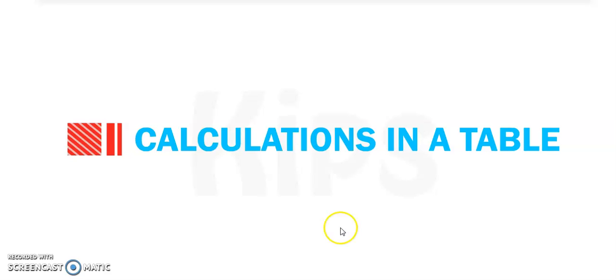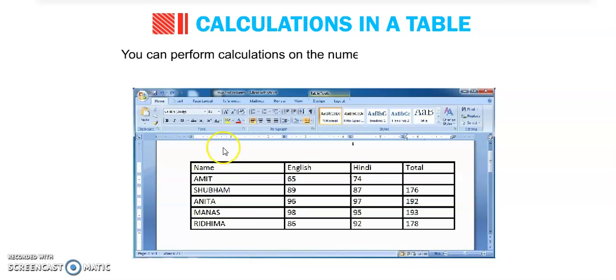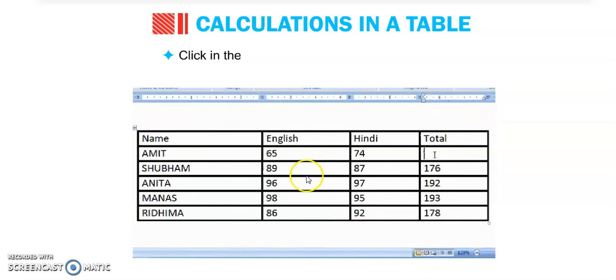Now next is calculations in a table. We can do calculations also in a table. You can perform calculations on the numeric data entered in a table. Select the Layout tab for this and click on the cell where the result is to be displayed. For example, we have prepared a mark sheet of some students, and we have given the marks of two subjects, English and Hindi. You can take many subjects. We want to give the total marks in the next column. So we need not do the total manually, but we can do the total in a table with a formula. MS Word provides some short formulas for doing calculations in a table.